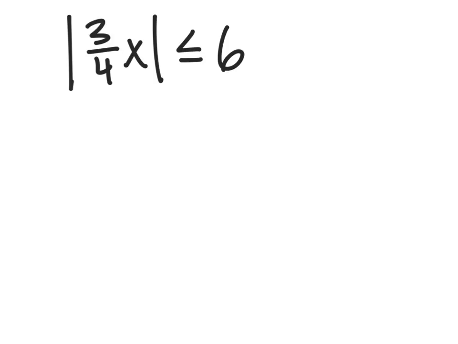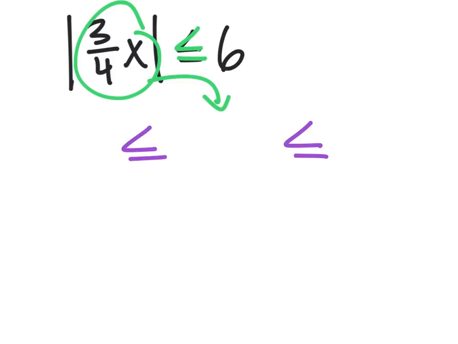The very first thing that we have to see is that we have less than or equal to. As soon as I see less than or equal to, I know that I'm going to have two less than or equal to signs, and whatever is inside is going to go right inside of here, 3/4 x. Then I'm going to take whatever it's set equal to, like the 6 right here, and I'm going to put the 6 here, and I'm going to change the sign of that on the other side.